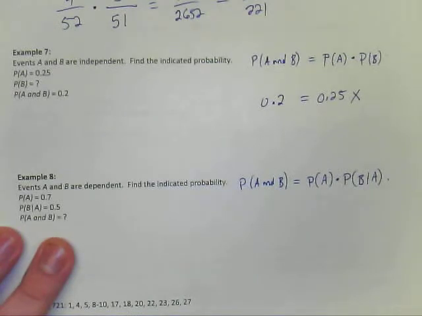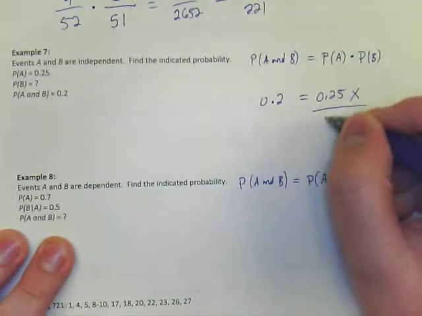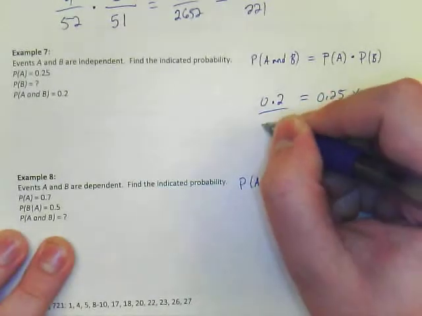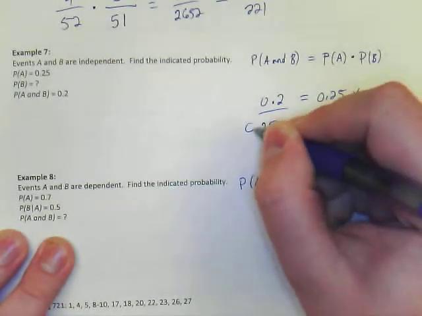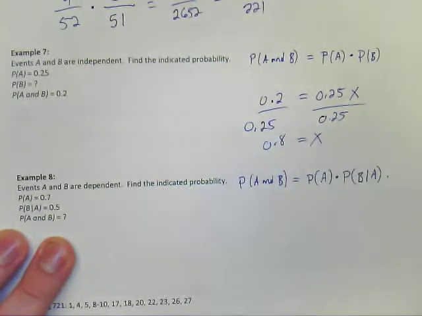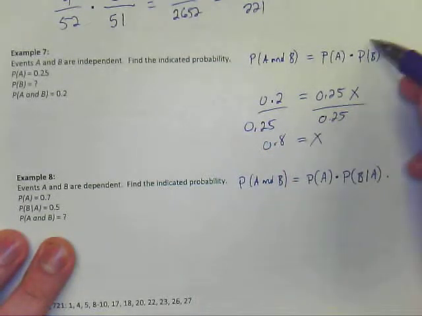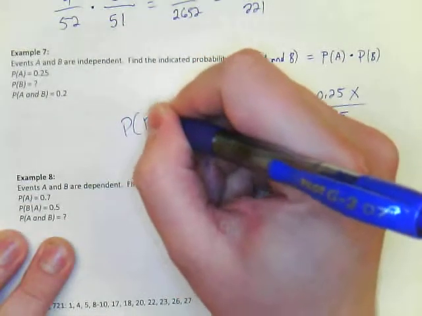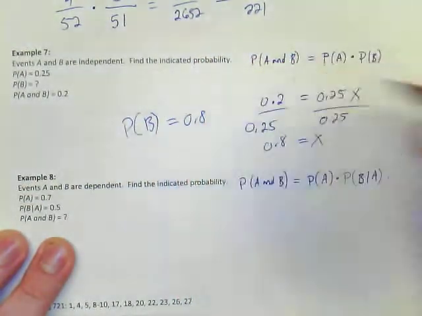So we get 0.25 times x, and then we can solve this just by dividing by 0.25. And we get that x is equal to 0.8. Now again, x was the probability of B, so that tells us that the probability of B is equal to 0.8.